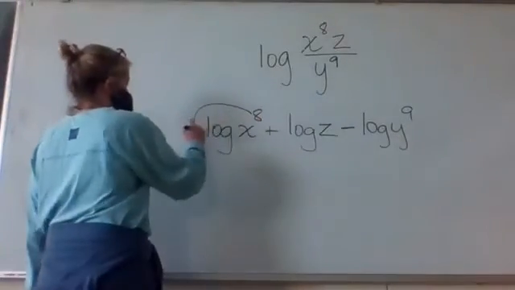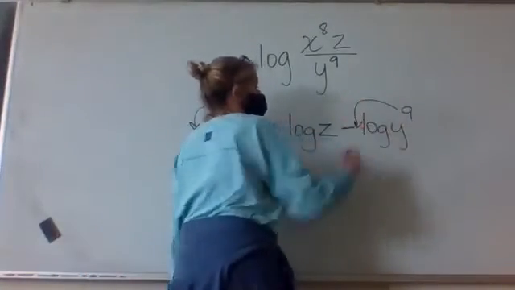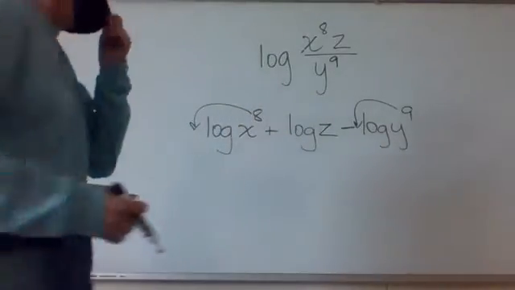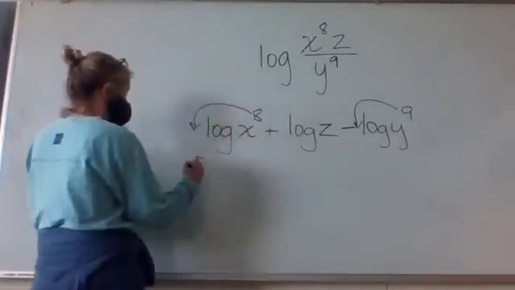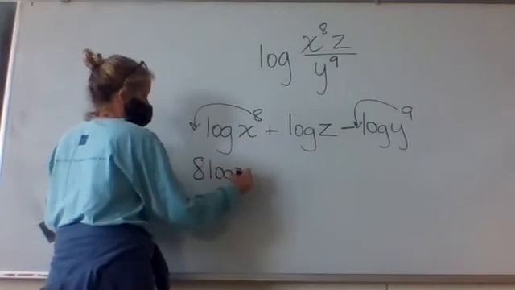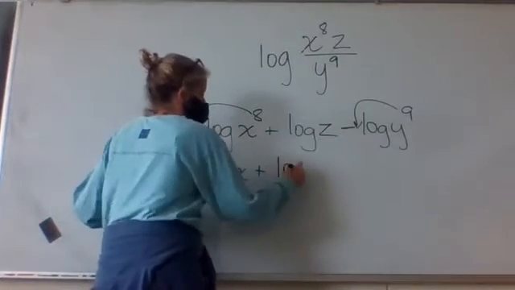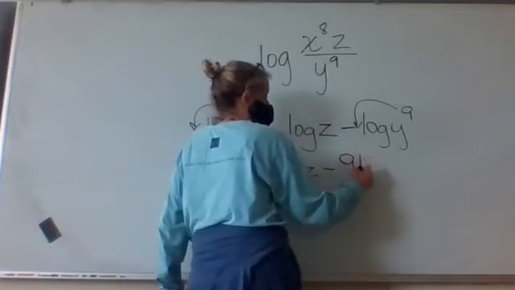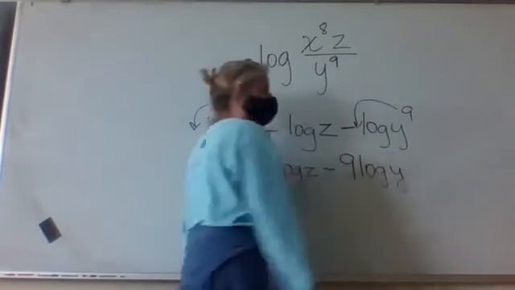Where do these exponents go? They come down and they become the product of that log. So this will turn into 8 log x plus log z minus, bring down the 9, log y.